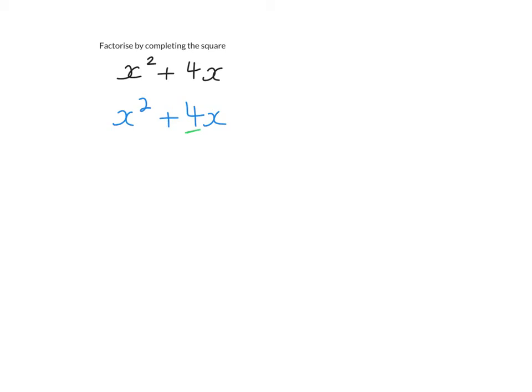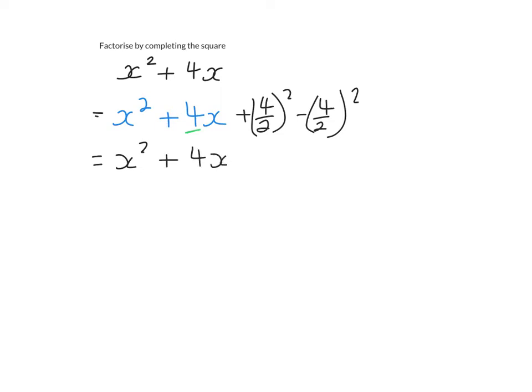And what I'm going to do is do a little process. I'm going to go plus 4 divided by 2, take away 4 divided by 2, and with those two terms I'm going to square them like that. So this is now going to be equal to x squared plus 4x plus 4 divided by 2 is 2. I'm just going to leave those squares written there like that. What now happens is these first three terms here will become a perfect square.